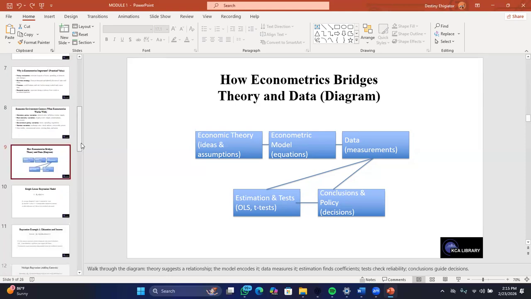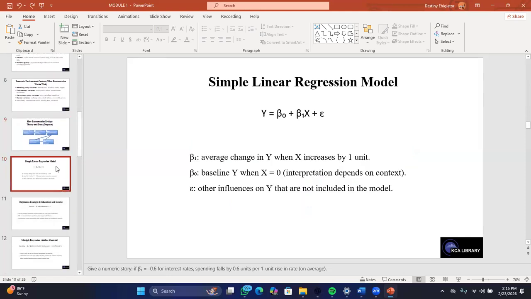Now, let's look at the simple linear regression model very quickly. This is an example of a simple linear regression model, where B1 is the average change in Y when X increases by 1 unit. B0 is the baseline Y when X equals 0. Other influences on Y that are not included in the model are captured by the e, the error term.